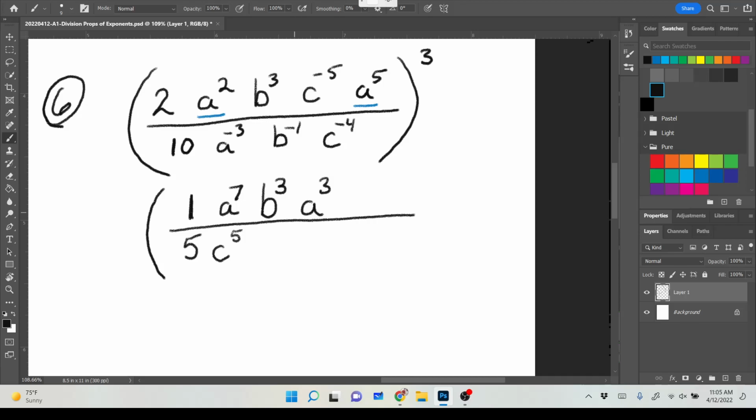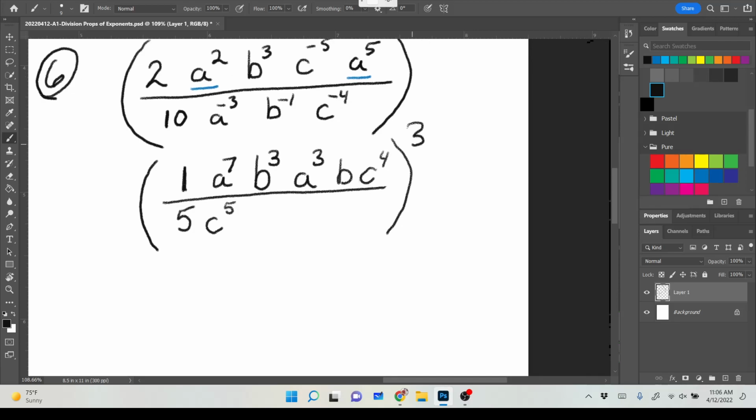It's just 5. This B to the -1 can come up to the top and become B to the 1st, which is just B, right? And that C to the -4 can come up to the top and become C to the 4th. I haven't done anything with this cube, so he's going to just hang out. I think I have the right answer, probably.